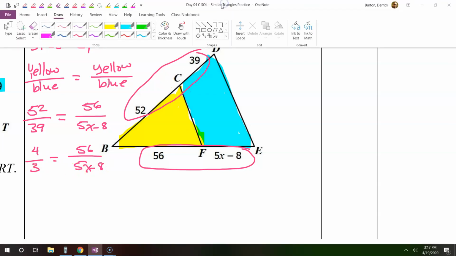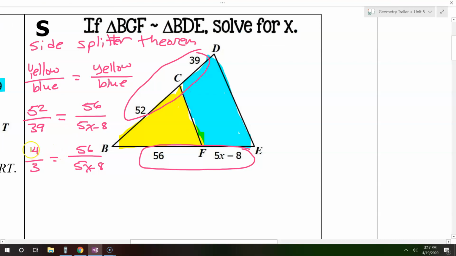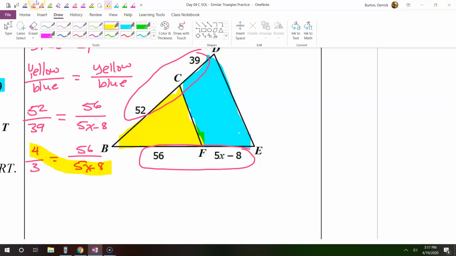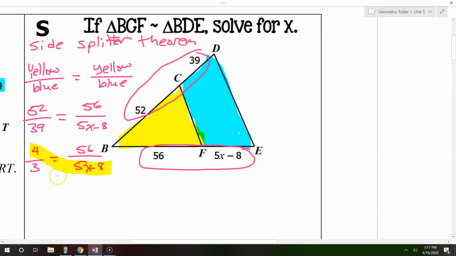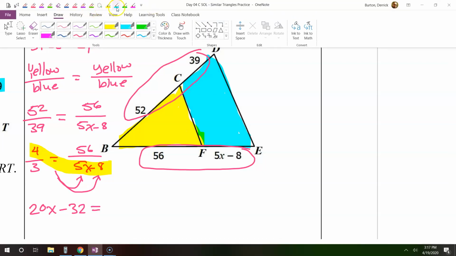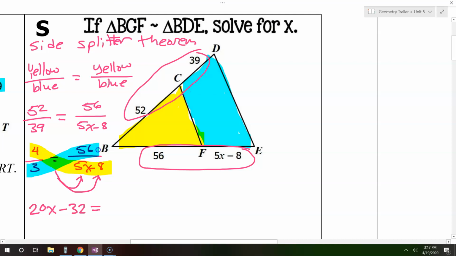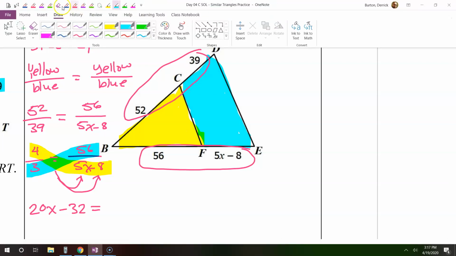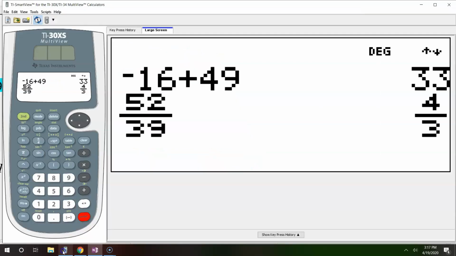Now let's do the distributive property. So if we do this diagonal, did I say distributive property? I meant let's cross multiply. And I will do the distributive property though, as I multiply 4 times both of these. So that's going to give me 20x minus 32 equals. And then we will do this diagonal, and that's just whatever 3 times 56 is.